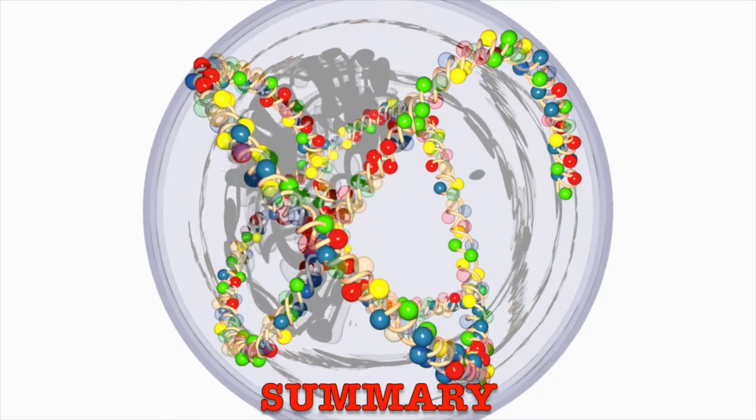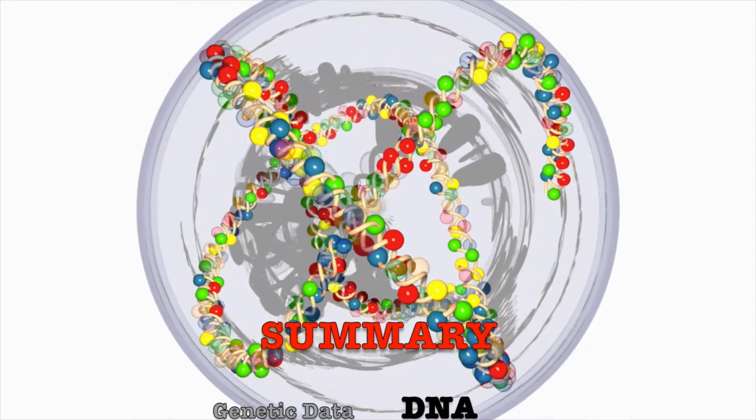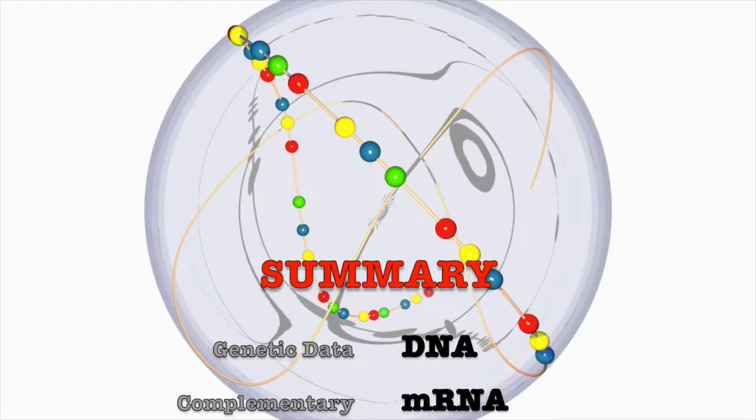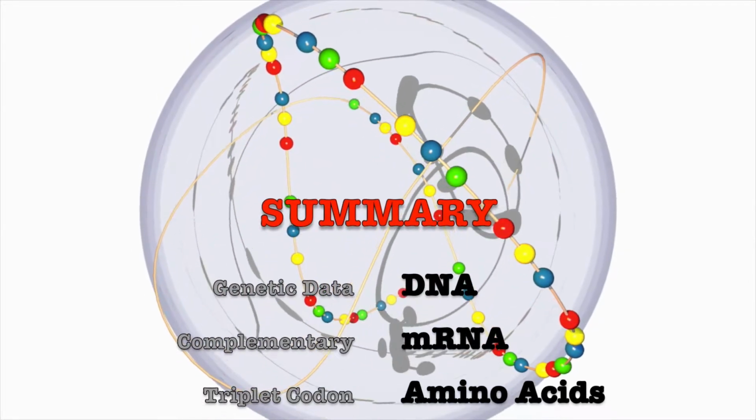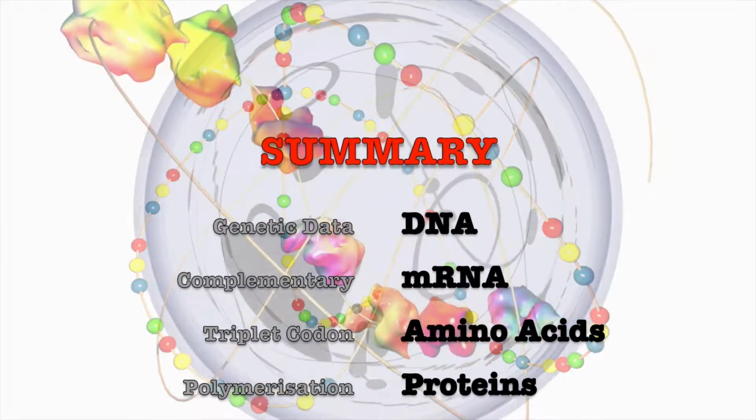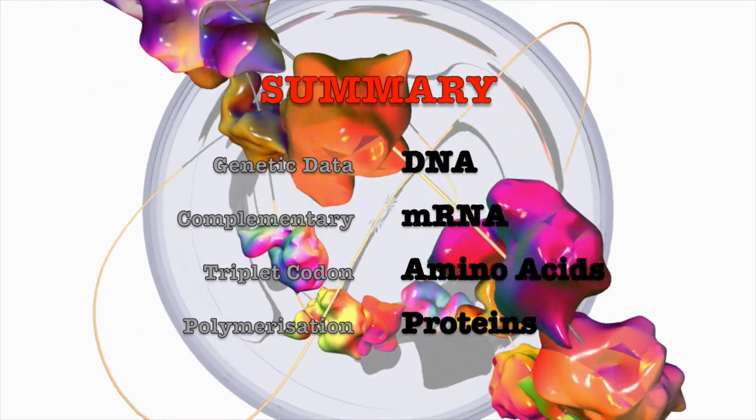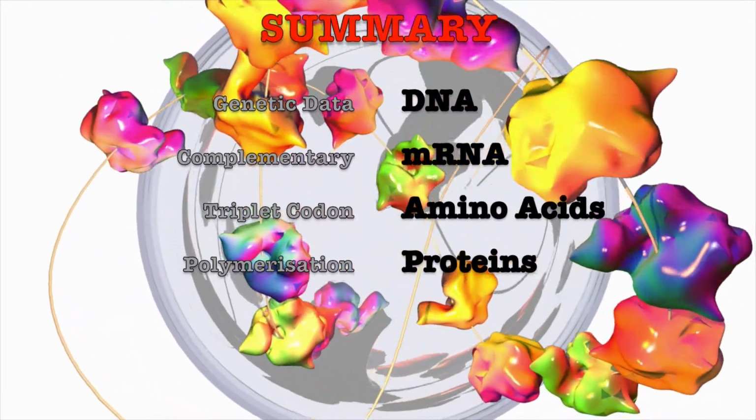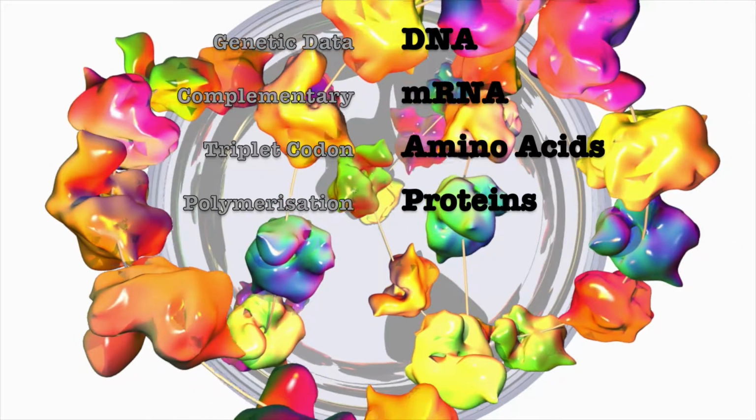Summary. DNA in the nucleus contains all genetic data. An mRNA chain is complementary to the DNA. Triplet codons of mRNA bases determine amino acids. Amino acids are polymerized to form proteins.